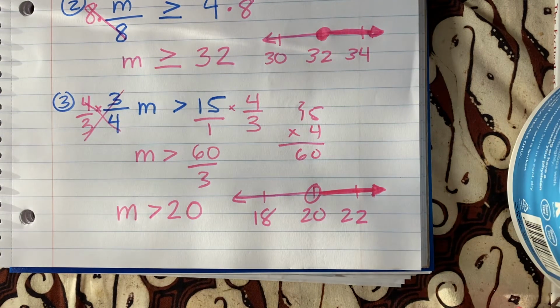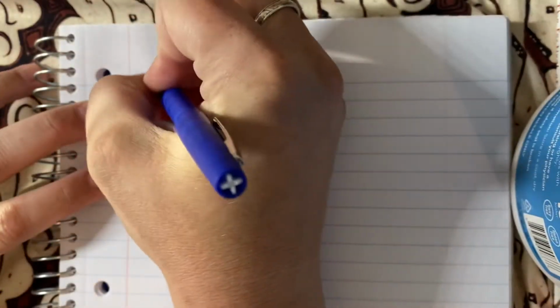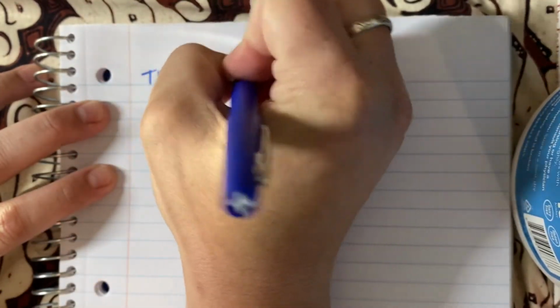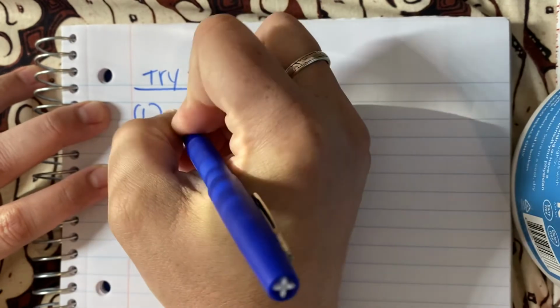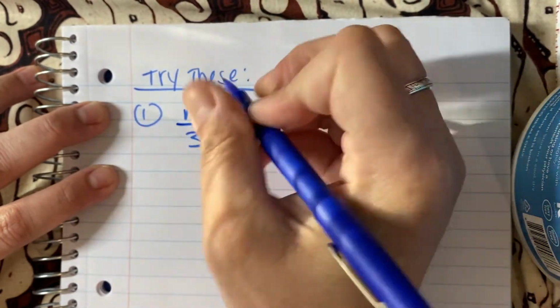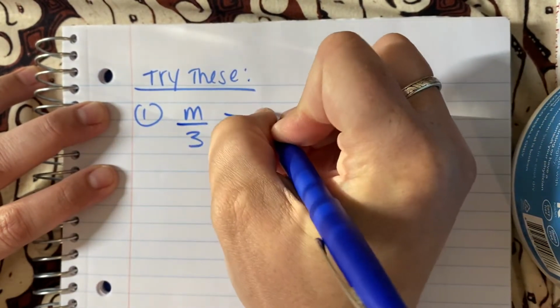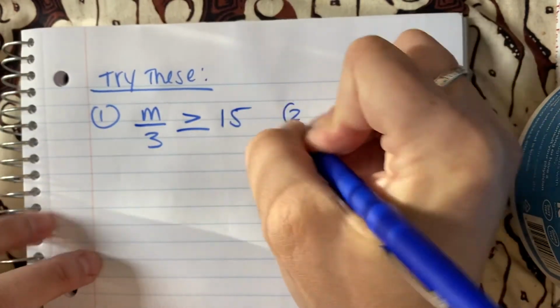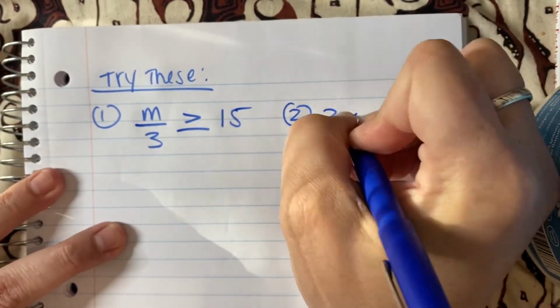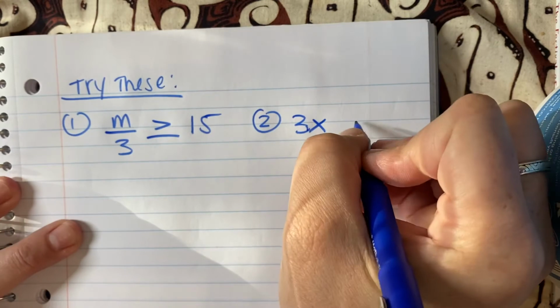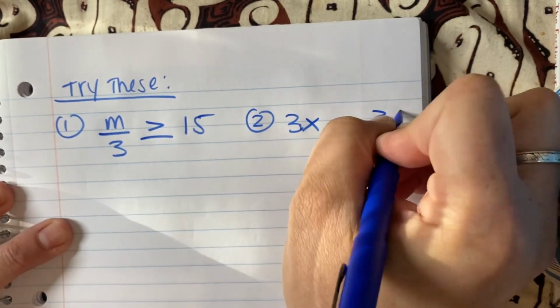All right, let's do a couple try these. I want you to try to solve and graph at home. Well, let's do 4 of them. We have m divided by 3 is greater than or equal to 15. We have 3x is greater than or equal to 36.